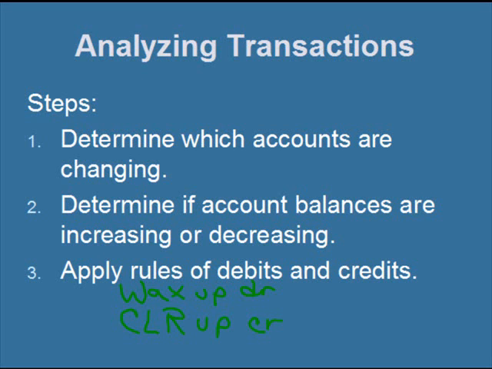If you look at the second part of the acronym CLEAR, we have capital. Remember, C stands for capital, not cash. The L is liabilities, and the R is revenues. Capital, liabilities, and revenues go up with credits. And if those accounts are going down, they're going to go down with debits.